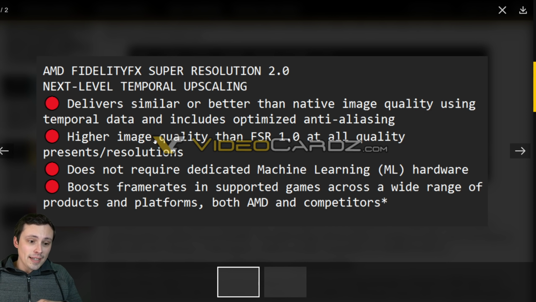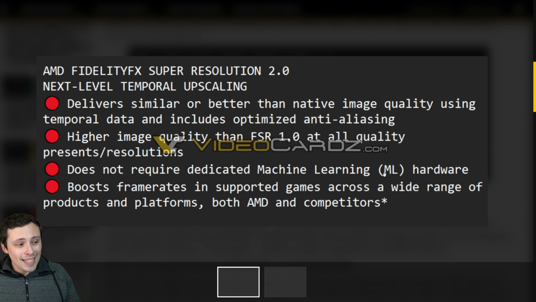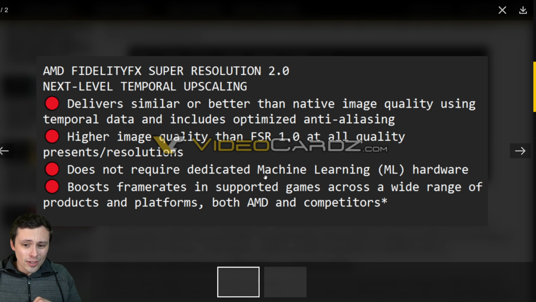Well, let's jump back here for a second. Does not require dedicated machine learning hardware. So this is a big question mark. Does that mean it's something like XeSS does, where it has some machine learning upscaling and acceleration on Intel hardware, but then has a DP4A fallback to support other hardware? Question mark. Or does that mean that this is really not much machine learning involved here at all?